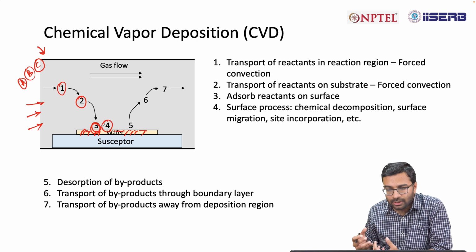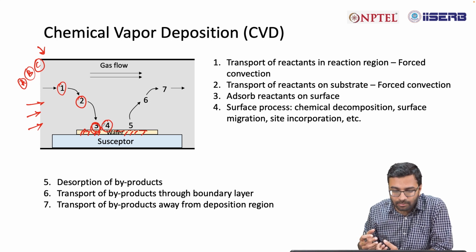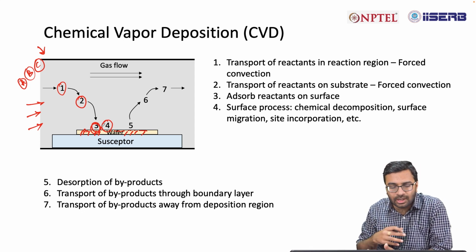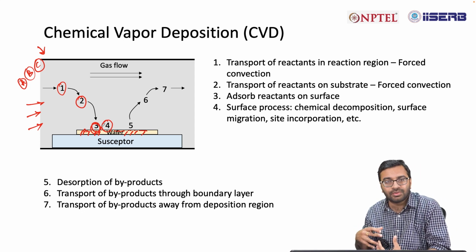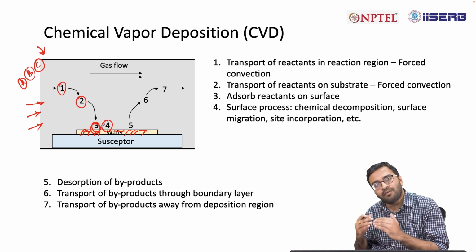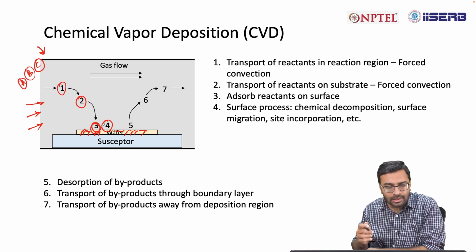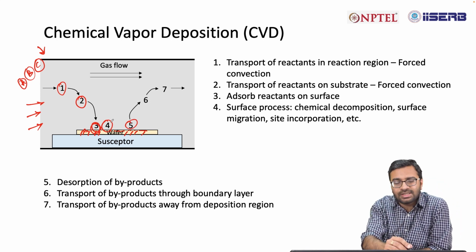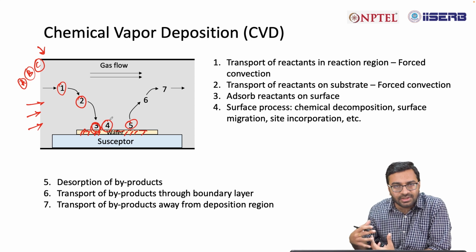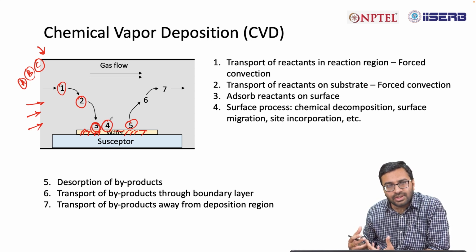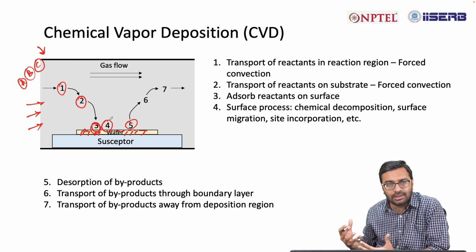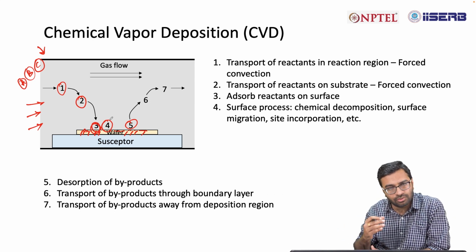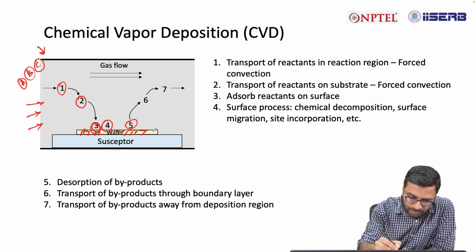For example, chemical decomposition, surface migration, site incorporation, and so on and so forth. So there will be certain reactions on the surface which will lead to a deposition of the desired material. Then in the fifth stage, the desorption of byproducts, because it's a reactive system. After the reaction, you will find there are several byproducts in the chamber. So in the fifth stage, all these byproducts will get desorbed from the substrate.